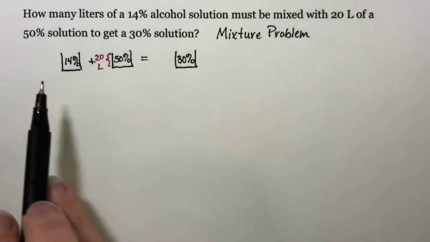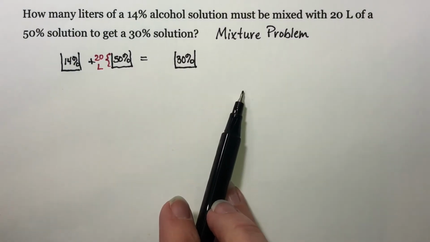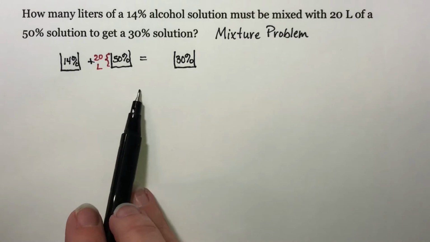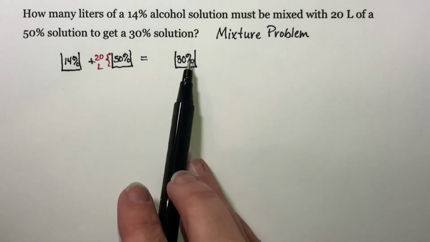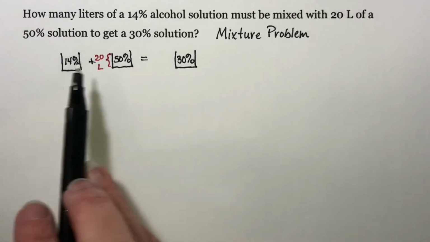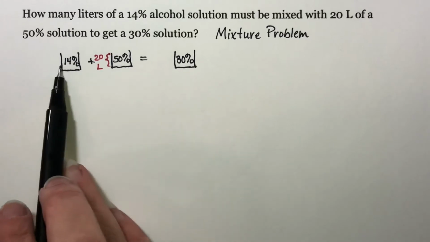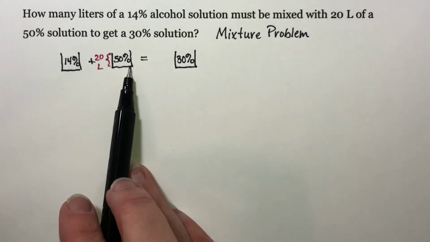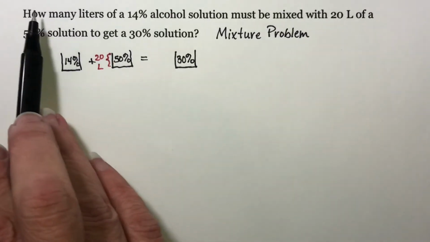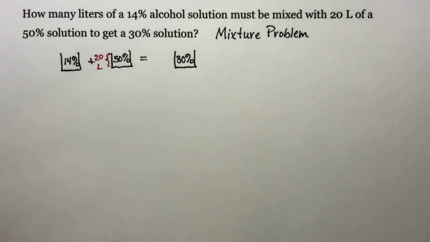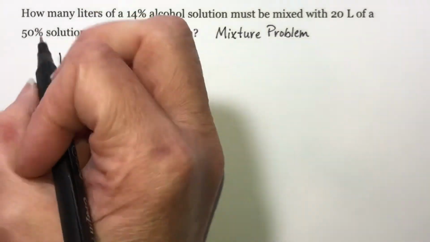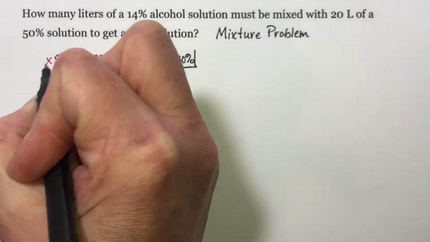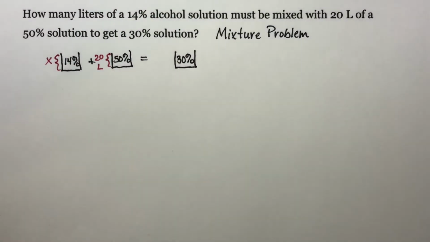In this case, we've been given all of our percentages, but sometimes we're not. One thing to keep in mind is your ending percentage is always somewhere between these two values. If it's not, you have an impossible problem. Now, what do we have here? We want to know how many liters of this one, so that's going to be my x. That's what I'm looking for. x liters of that is pure alcohol.